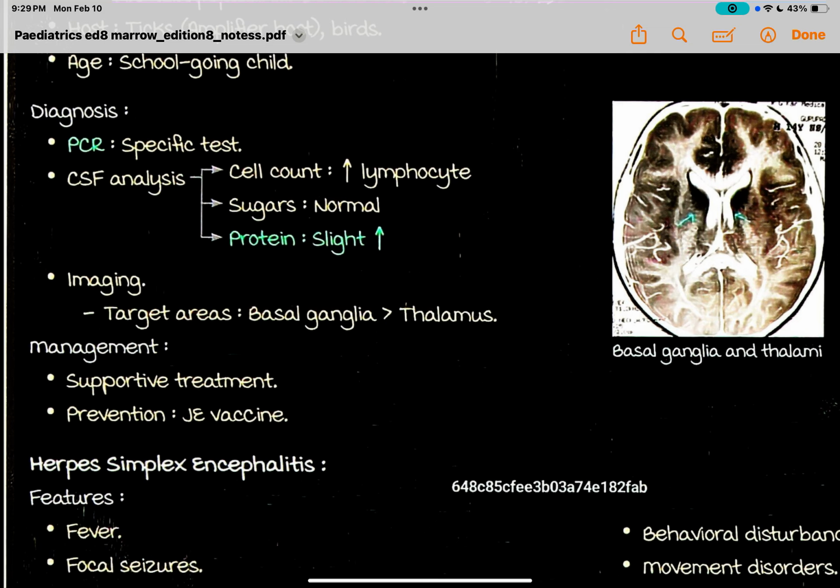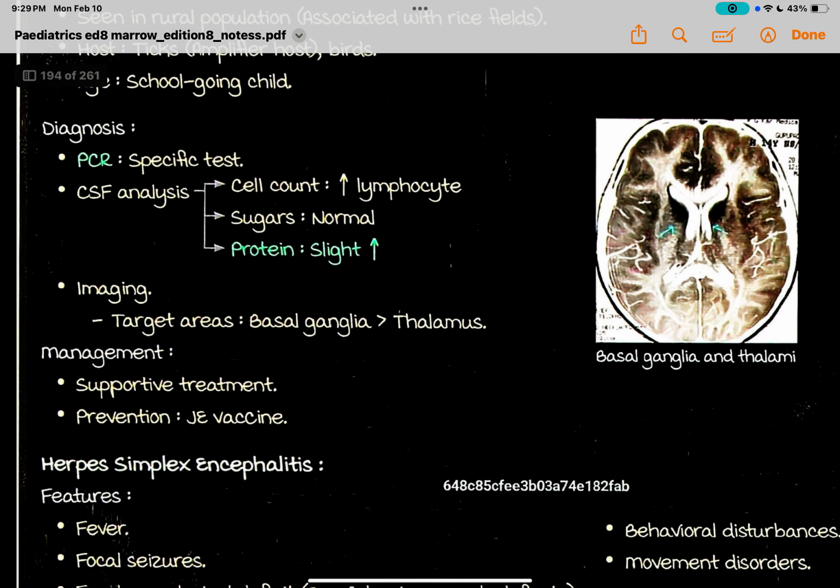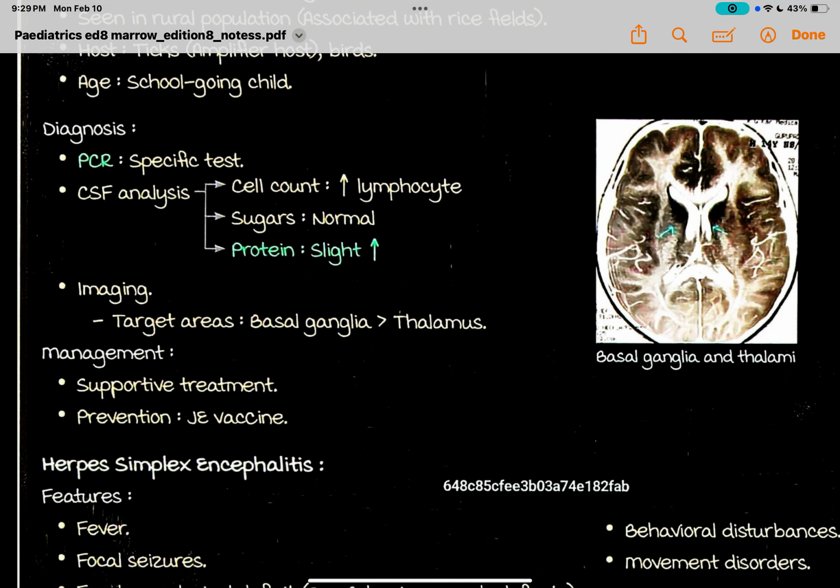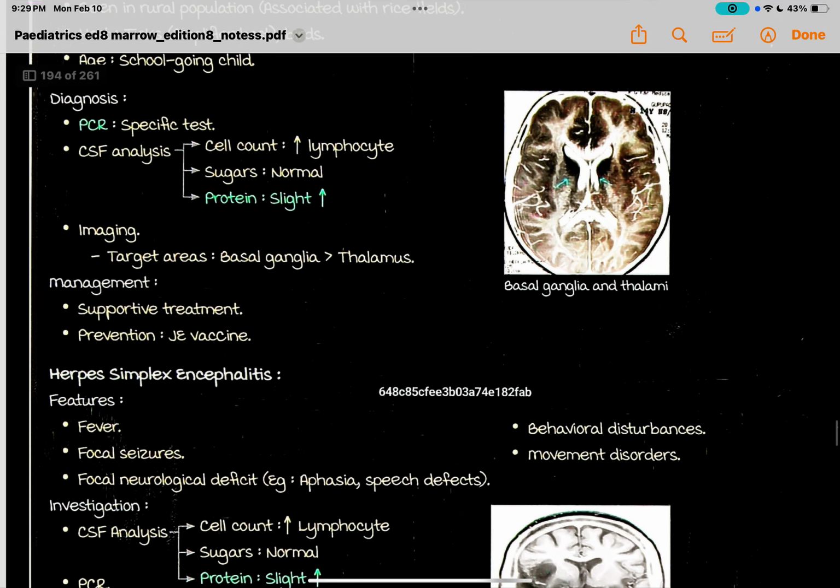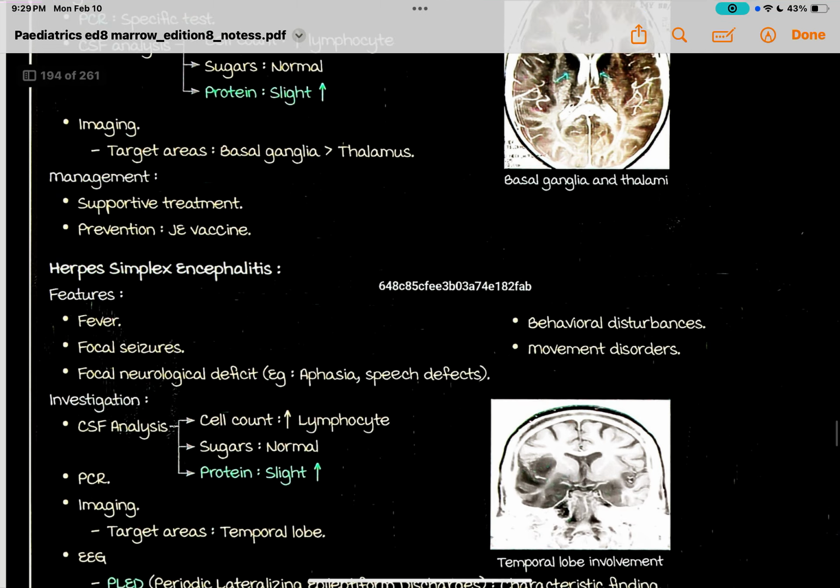CSF analysis: cell count increased, lymphocytes, sugar is normal, protein is slightly increased. Here they have shown an image of basal ganglia and thalamus. Target area: basal ganglia more than thalamus. Management is supportive, and prevention is the JE vaccine.